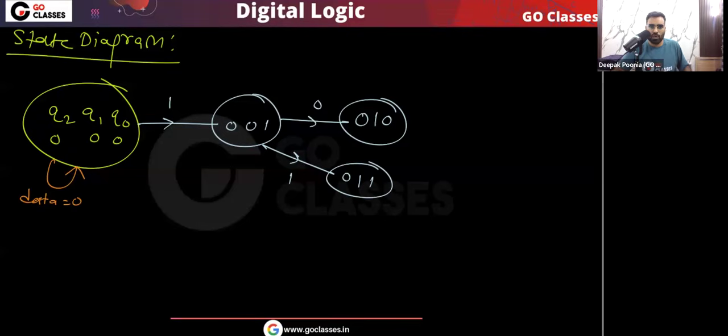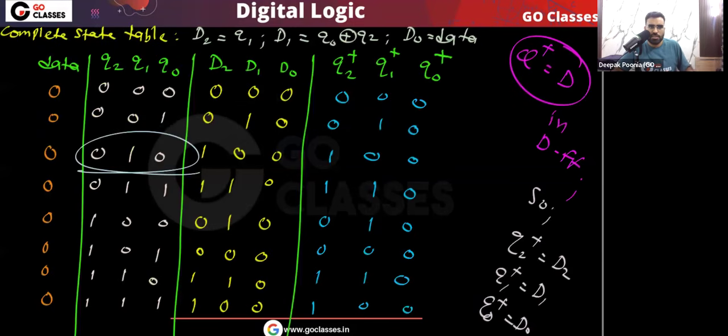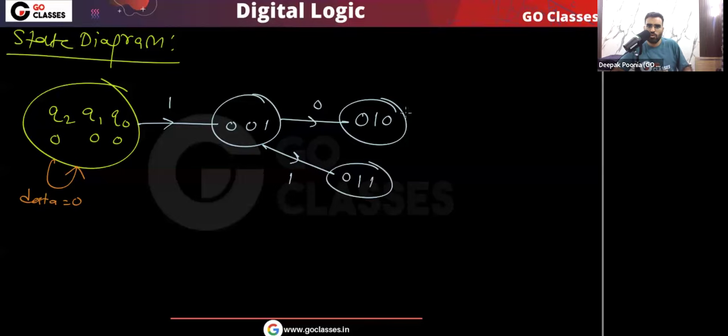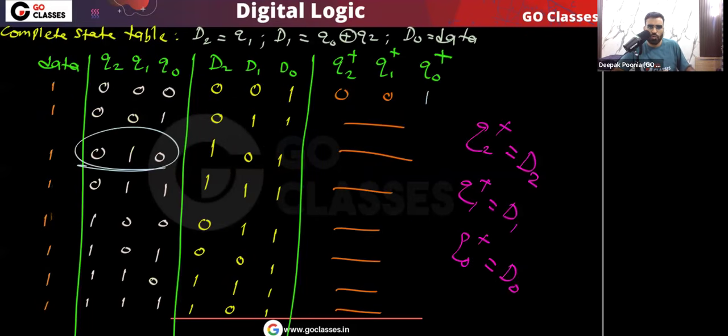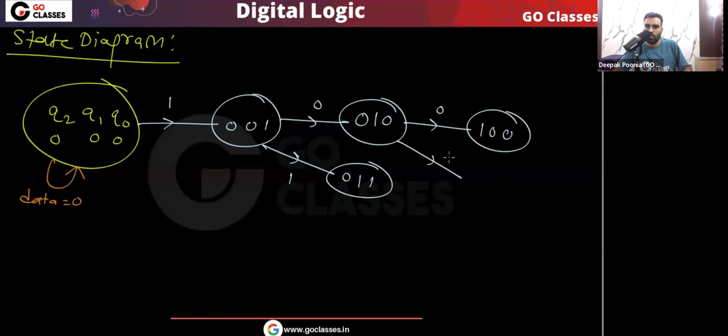Now let's see state 2. From state 2, on input 0 we will go to state 4, and on input 1 we are going to state 5.